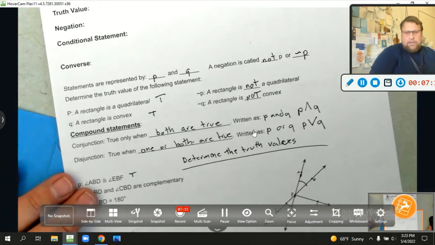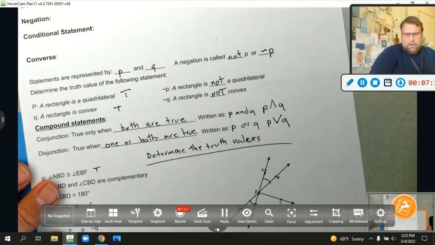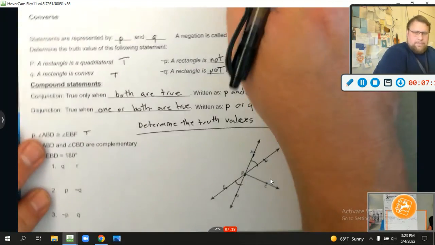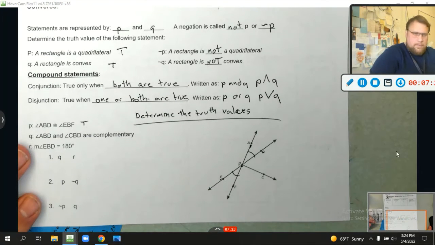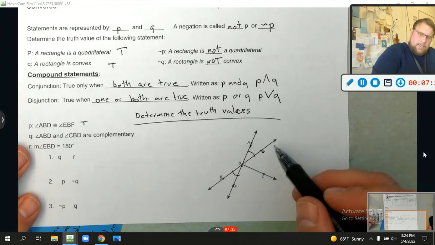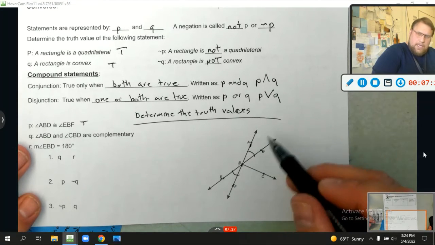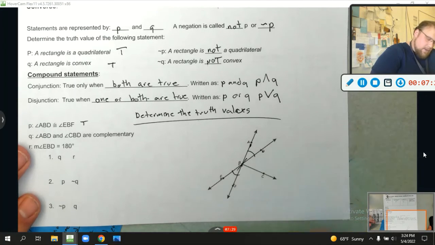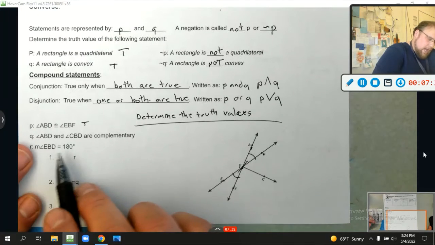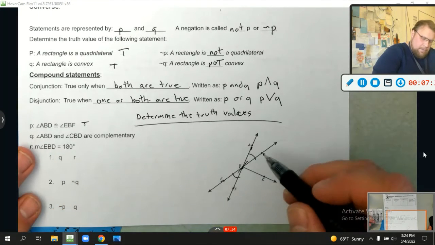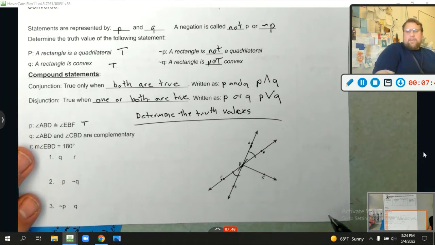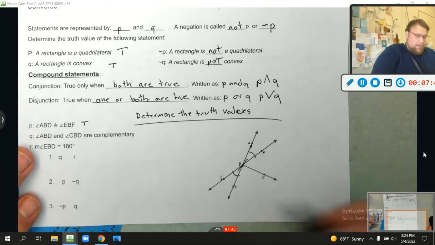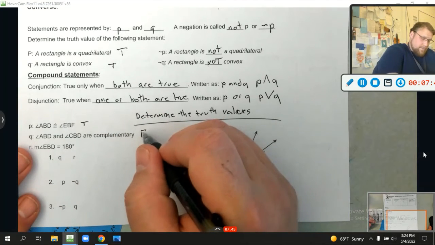Let me go ahead and zoom this up for you and move that down. We know it's true because the arrows on the ends of these lines tell me they're lines, and when two lines intersect, their opposite angles are vertical. So that's a true statement. Angle ABD and angle CBD are complementary. Well, they certainly look like they could be, but nothing tells me this is 90 degrees. I don't know that, so this is false.